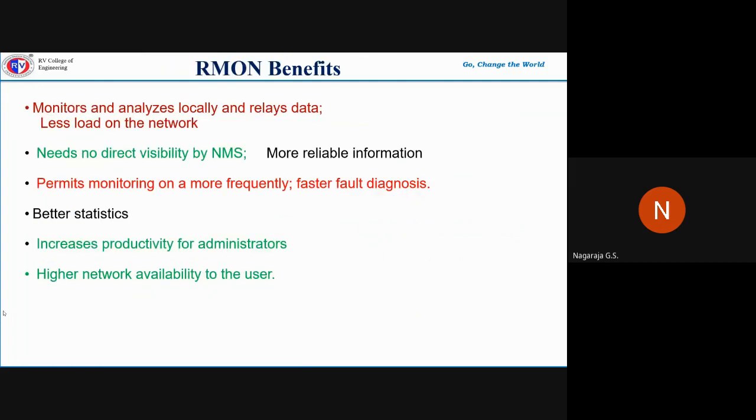Let me understand some of the benefits of RMON before going into detail about it. The first point: it monitors and analyzes locally and relays data, so there is less load on the network, right? Since you're monitoring and fixing issues right there, and you can also set privileges accordingly, load is reduced within your own network. It needs no direct visibility by the NMS. That is another important point to be noted.